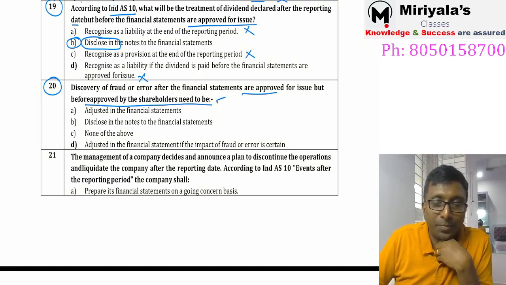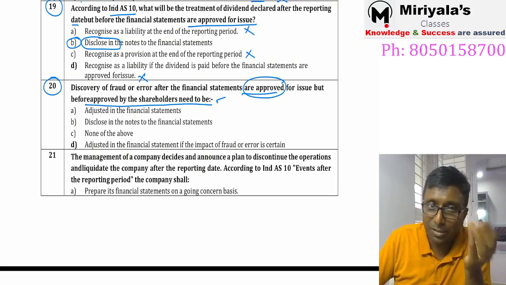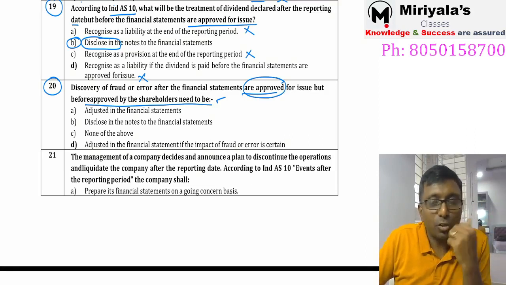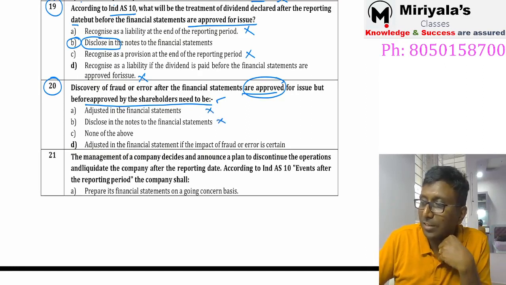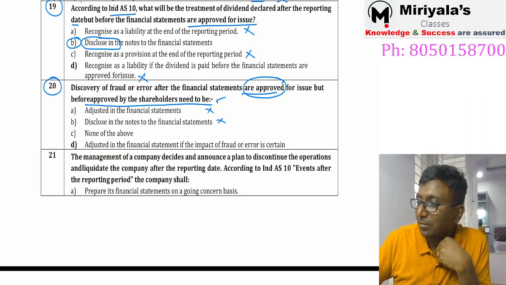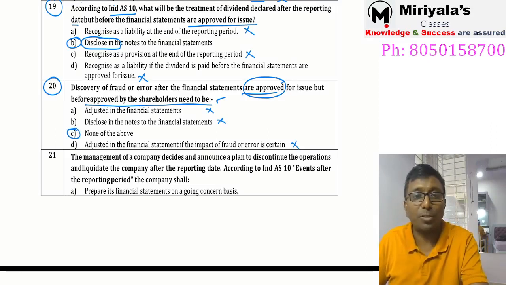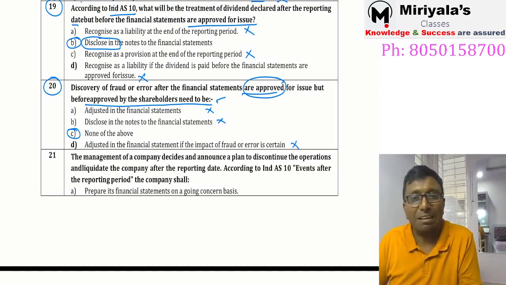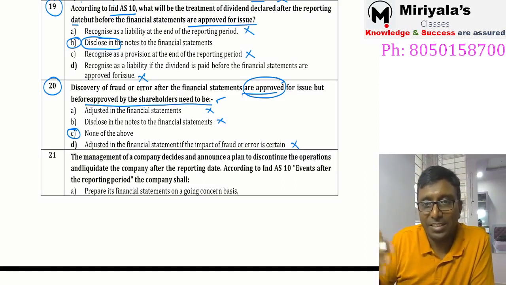Means adjustment. First of all, after board of directors approval, before the AGM, he's trying to tell. Then it won't come under the scope of Ind AS 10. Is it a disclosure in the financial statement? Already the financial statement itself is done. Adjusted in the financial statement if the impact of the fraud is certain? There is no such rule. So the 20th question's answer is going to be C, none of the above. It is outside the scope.